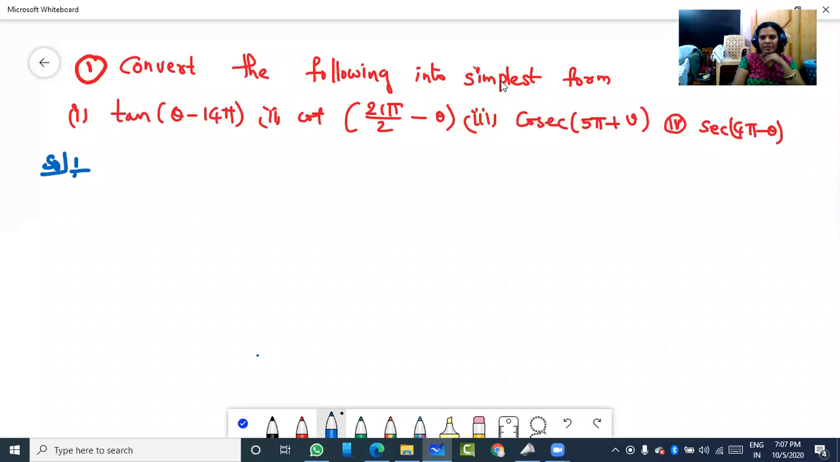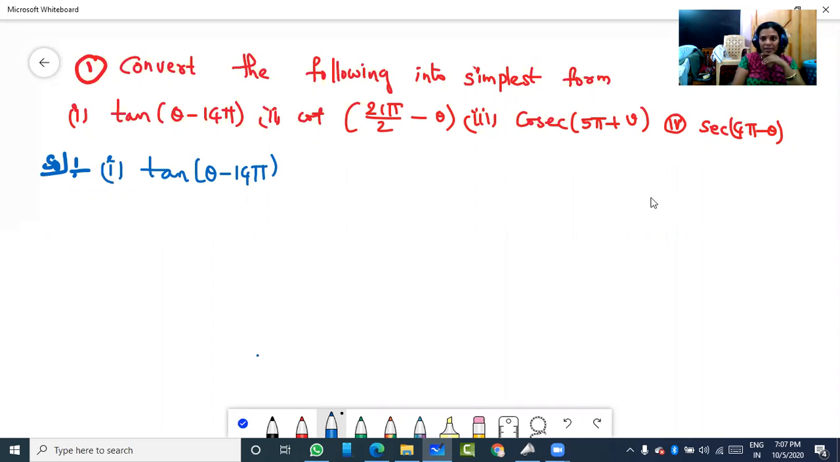Convert the following into simplest form. The first question is tan of theta minus 14 pi. Second one, cot of 21 pi by 2 minus theta. Third one, 5 pi plus theta. Fourth one, sec of 4 pi minus theta. We are using the quadrants.